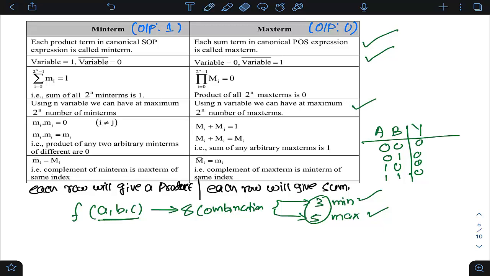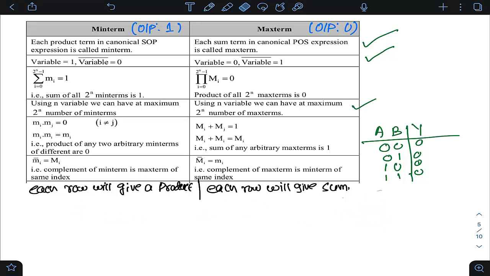Now let me explain the third property, students. What is the third property? This one. It says the sum of all 2 power n min terms is 1. This says the product of all 2 power n max terms is 0. So symbolically we write summation of mi, where i ranges from 0 to 2 power n minus 1, is 1. And the pi symbol, that is the product of Mi for i from 0 to 2 power n minus 1, is equal to 0. So what is the meaning of it?